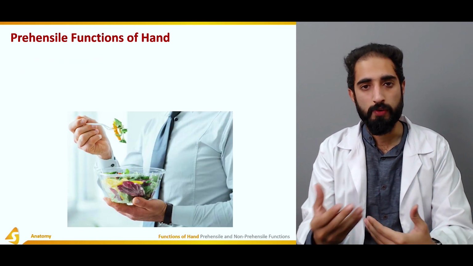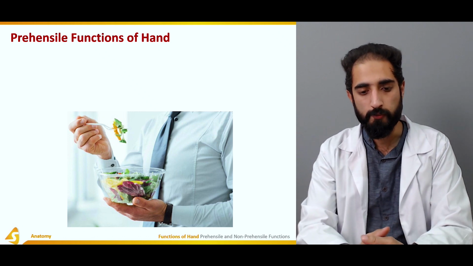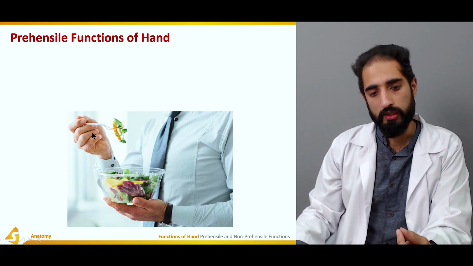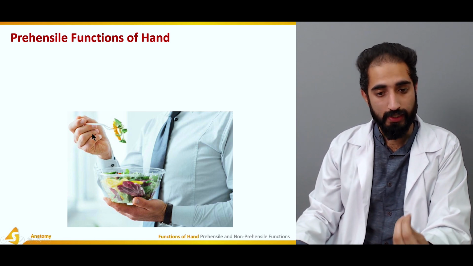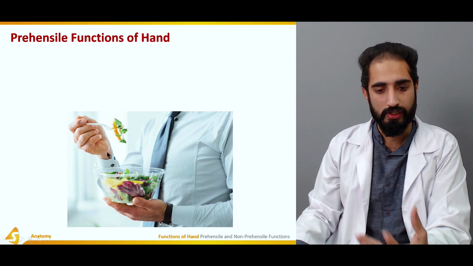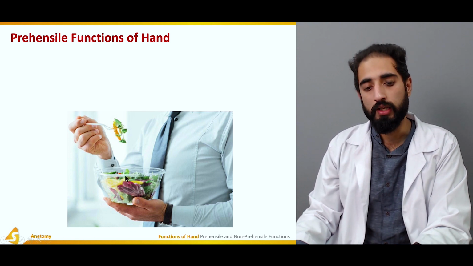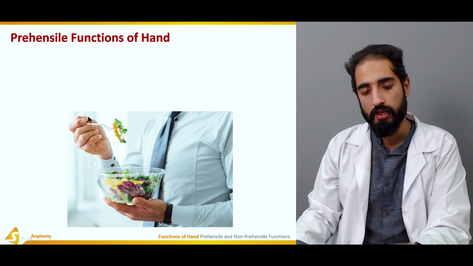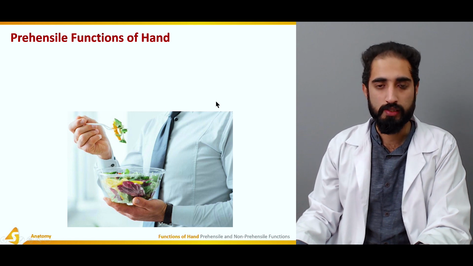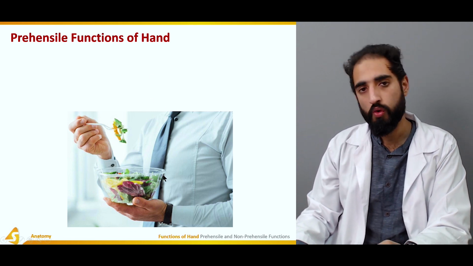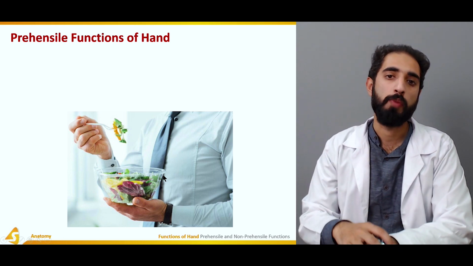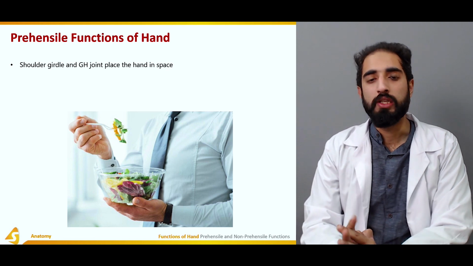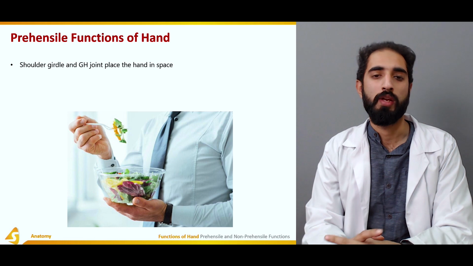So, talking about the prehensile functions of the hand, let's take an example of this person who's having a salad. If you take a look, there is not just the precision or the grasp of the hand, but also an involvement of the wrist, which is keeping it in extension, and the elbow joint, where flexion and extension help the person take the food towards the mouth, and also the shoulder, which places the hand in space to perform purposeful movement. So the involvement of the proximal joints is also very important in terms of prehensile functions of the hand.